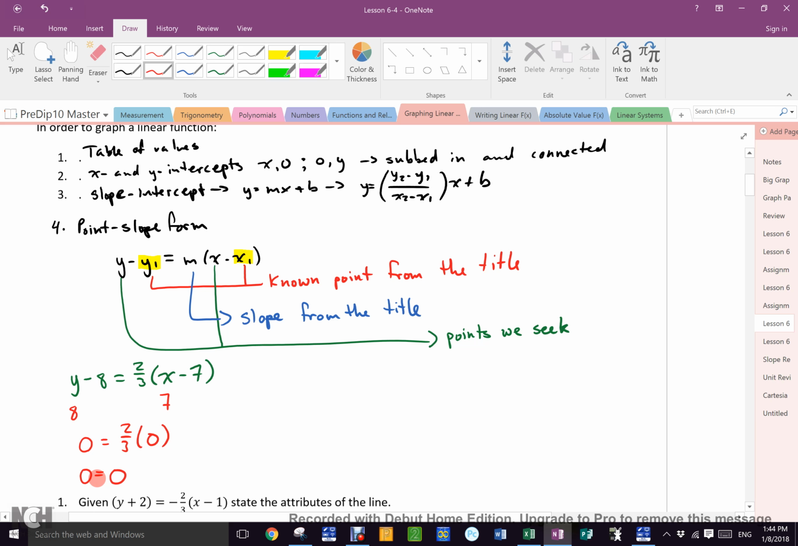Yes. So now all of you should be able to make the deduction that, hey, wait a minute. This point tells me that 7 and 8 must be on the graph. Because 7 minus 7 for the x value and 8 minus 8 for the y value will satisfy this equation. Does everybody understand?